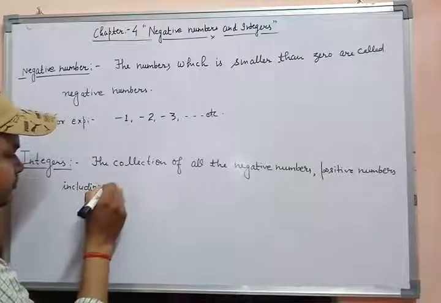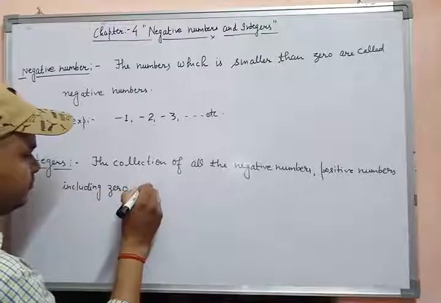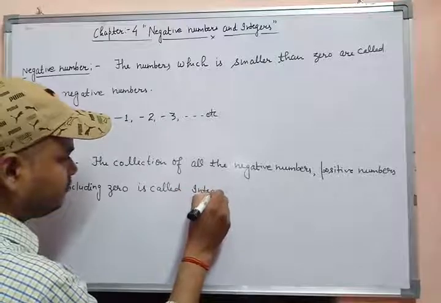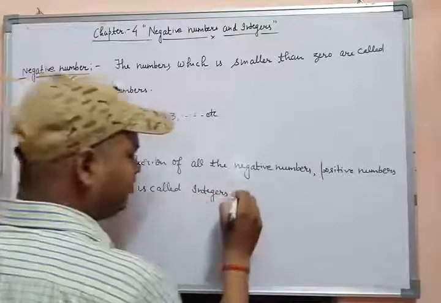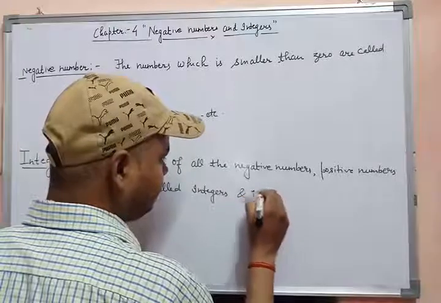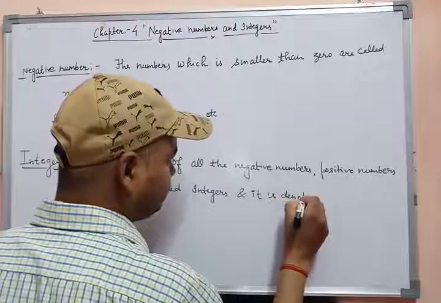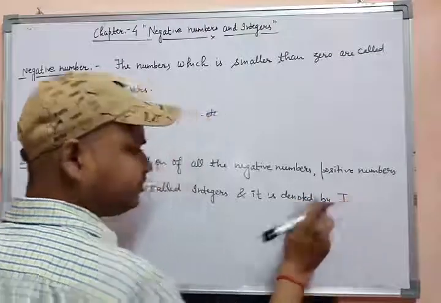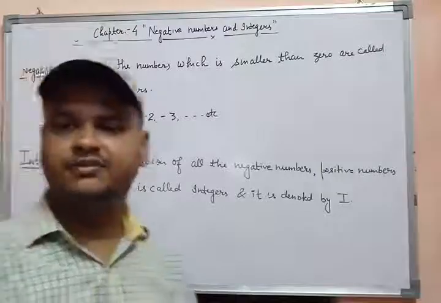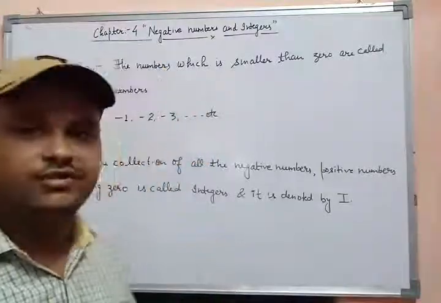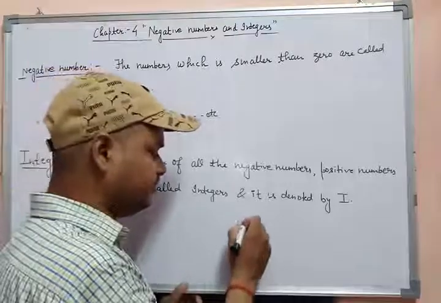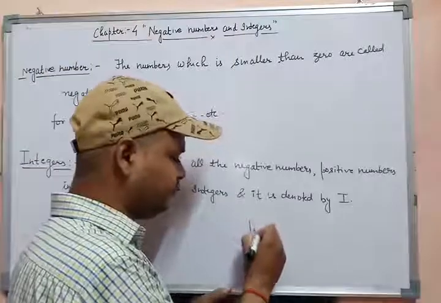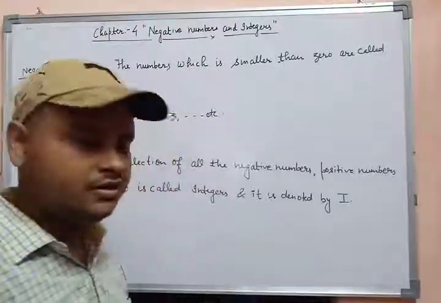including zero is called integers, and it is denoted by capital I. This is the symbol. For example, what is the symbol of natural number? The symbol of the natural number is capital N. And what is the symbol of whole number? Capital W is the symbol of whole number.